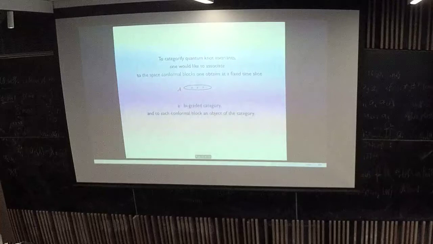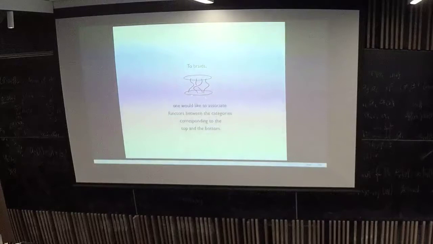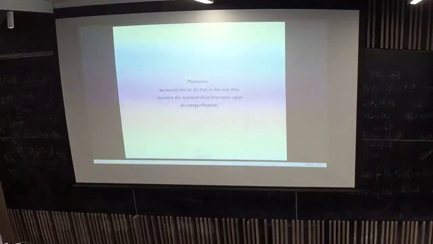Okay. Now, if we wanted to categorify link and knot invariants, one would like to associate to a space of conformal blocks that you get at a fixed time a bigraded category, and to each conformal block an object of that category. To braids, you'd like to associate functors between categories corresponding to the bottom and the top. And moreover, you'd like to do it in a way that recovers quantum knot invariants upon decategorification.